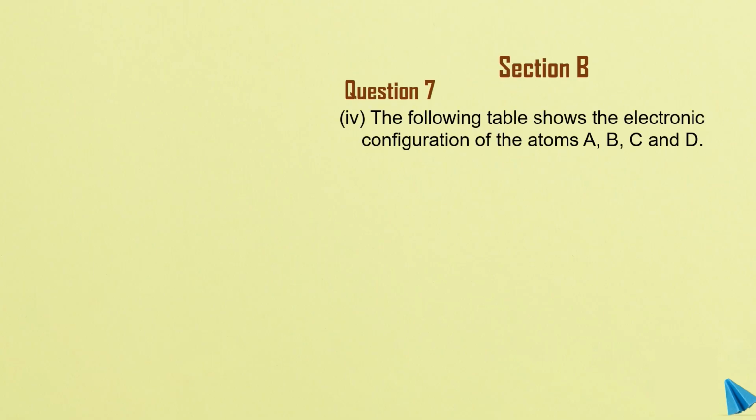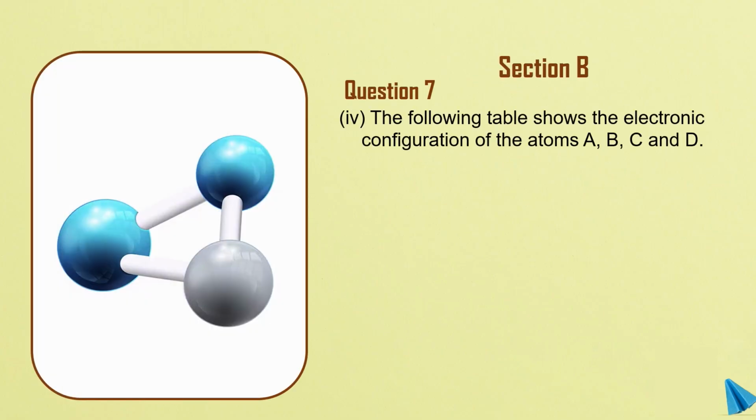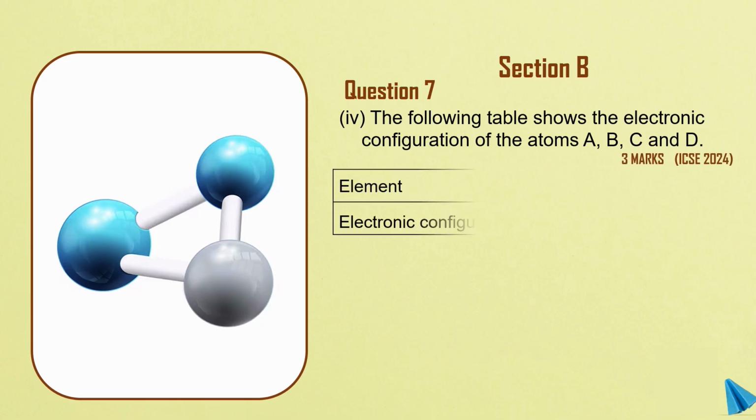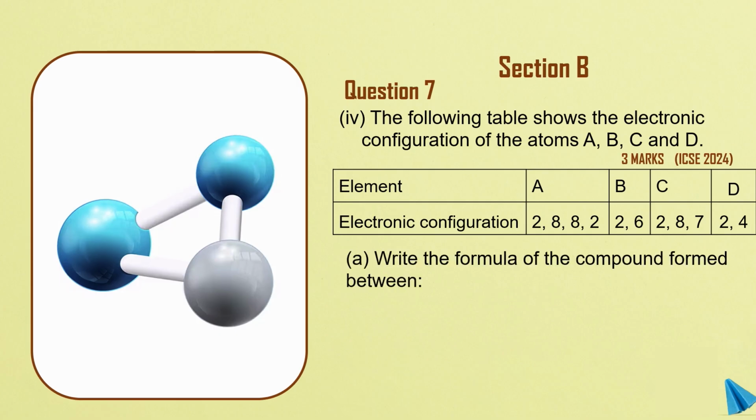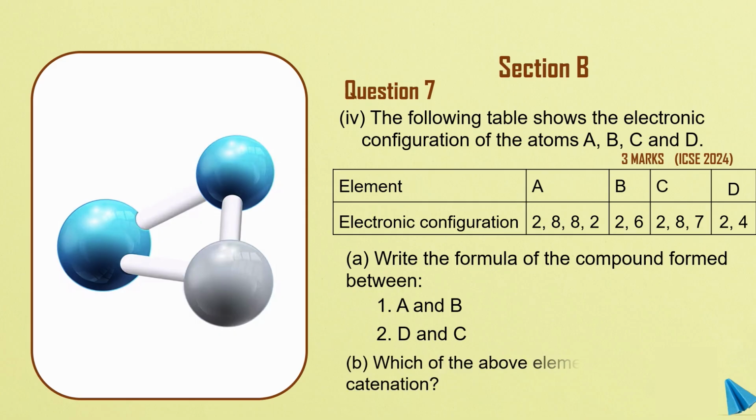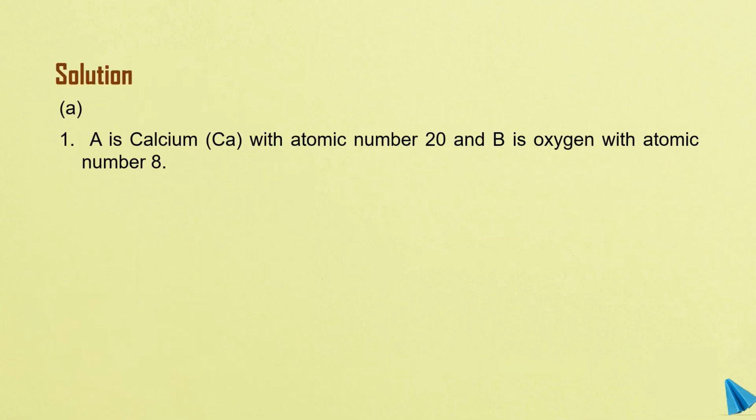Let's have a look at the new question, question number 4. The following table shows the electronic configuration of the atoms of elements A, B, C, D. The electronic configuration is for A 2, 8, 8, 2, for B 2, 6, for C 2, 8, 7 and for D 2, 4. Write the formula of the compound formed between first A and B, second D and C. Which of the above elements will exhibit catenation? Let us see the solution.